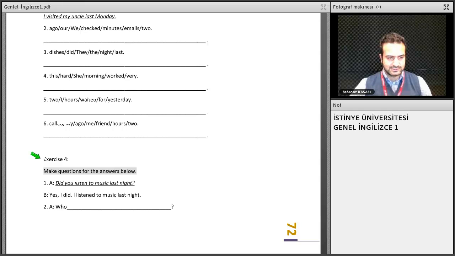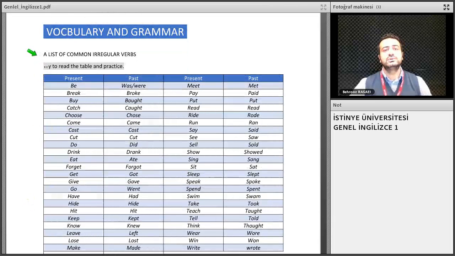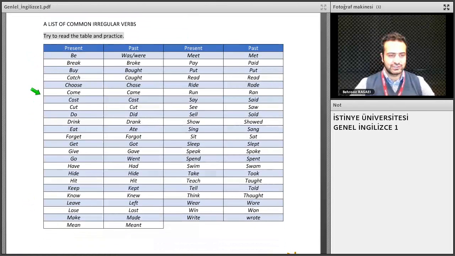But in exercise 4, you need to make questions for the answers. So we have answers here, yes, no. You need to make yes, no questions in the past, so be careful. Next page. Okay, so this is not yes, no, so it has to be a WH question, yes, no question, WH question, yes, no question, and yes, no question. So you need to make questions for the past actions.